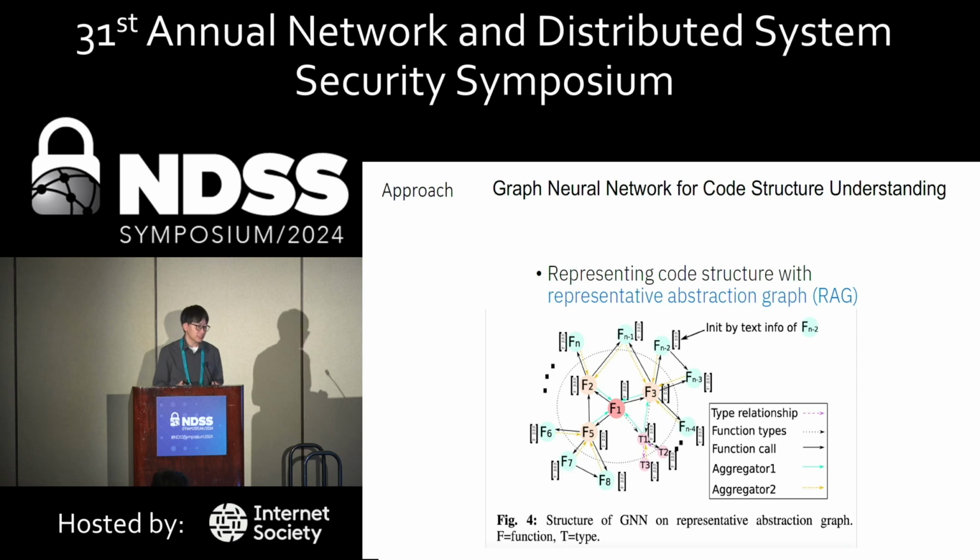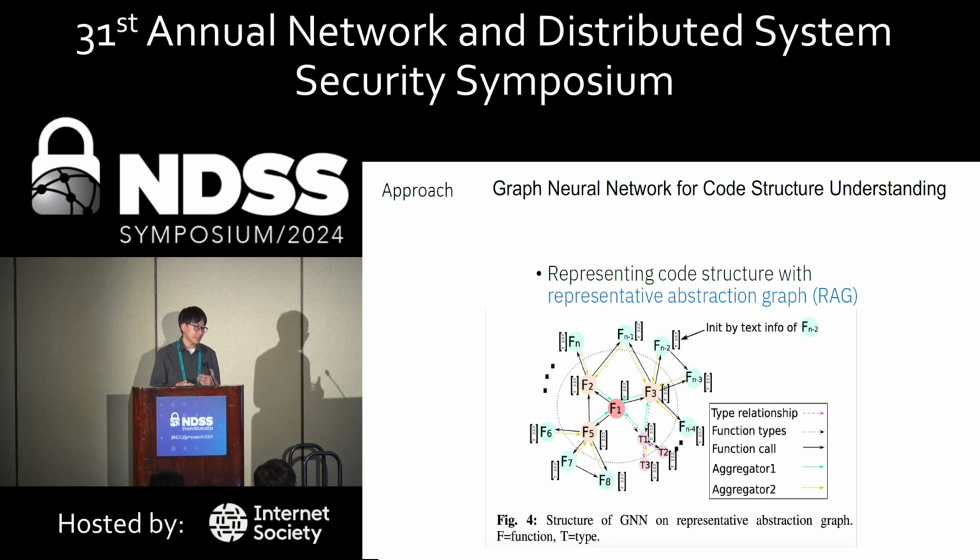For example, this picture shows an example of the representative abstraction graph, including the functions and types. If we find that function 1 calls function 2, function 3, and function 5, then we build links between these functions. So there will be a directed edge from function 1 to function 2, function 3, and function 5, indicating the caller and callee relationship.